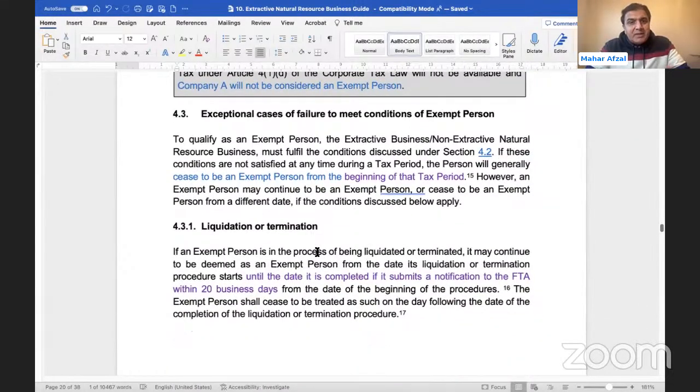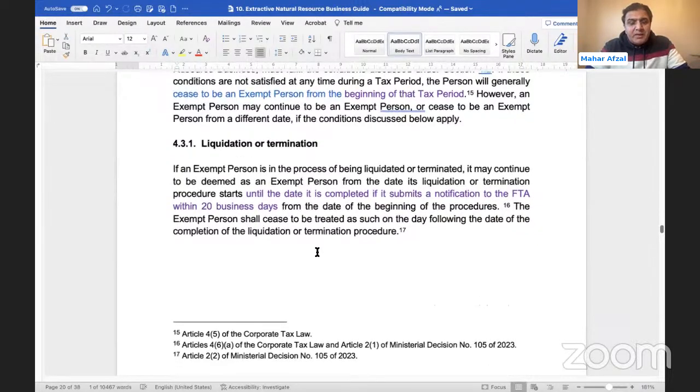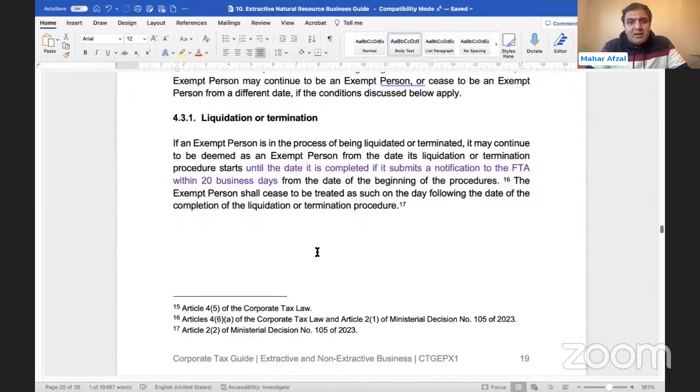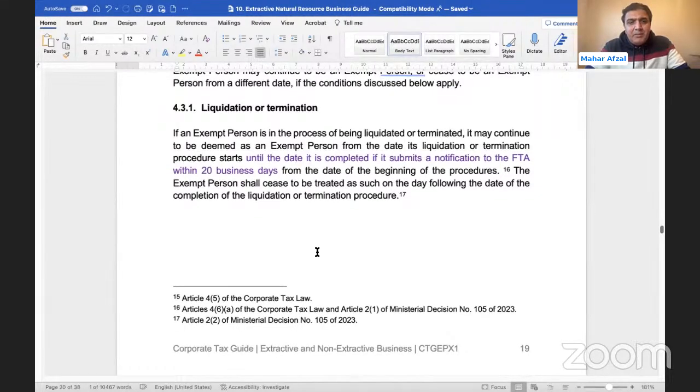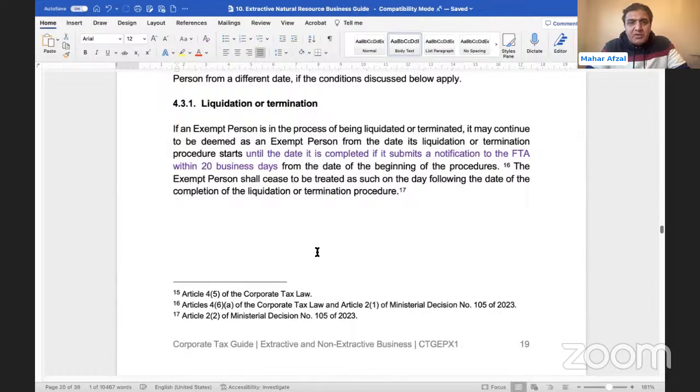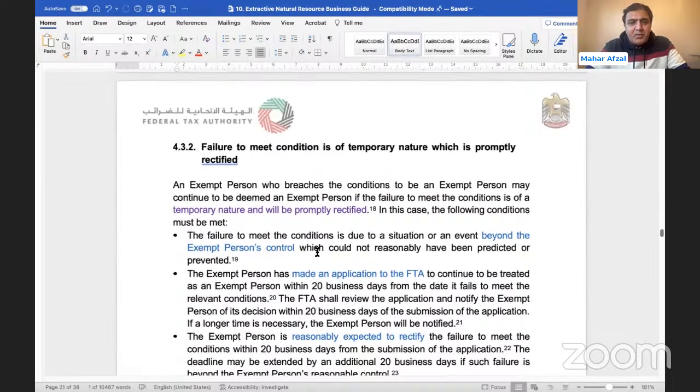Now they are discussing exception cases for failure to meet the conditions. If they are not meeting the condition, it will be assumed that they will not be considered exempt from the beginning of the tax period. Regarding liquidation, until the liquidation is completed, they will keep enjoying the exemption, but they need to give this notification to the FTA within 20 days from the date of the beginning of the procedure, the start of the liquidation.